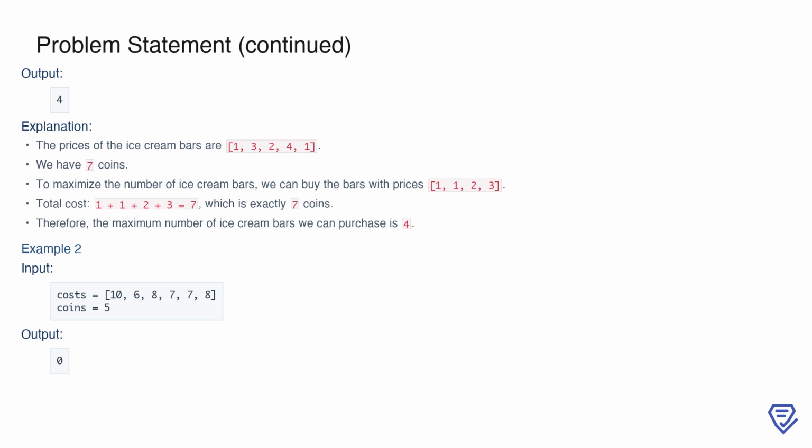In contrast, for the second example, the array of prices is 10, 6, 8, 7, 7, 8, and the budget is only 5 coins. Here, all the bars are too expensive, as every price in the list exceeds the budget. This means we cannot purchase any ice cream bars, and the output is 0.